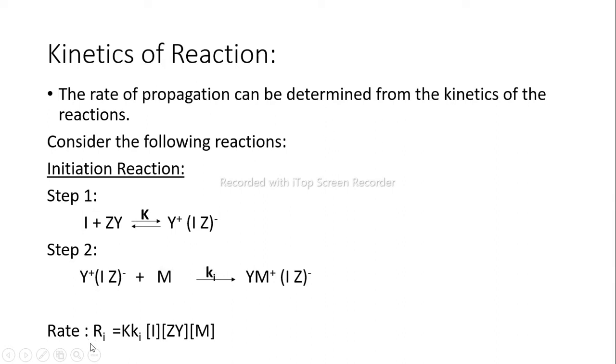Now here Ri is the rate of this initiation reaction, which is equal to K, the constant of step 1, times Ki, the constant of step 2, times the concentration of the acid, times the concentration of the compound ZY, and multiplied by the concentration of the monomer which reacted in step 2 with the initiator.